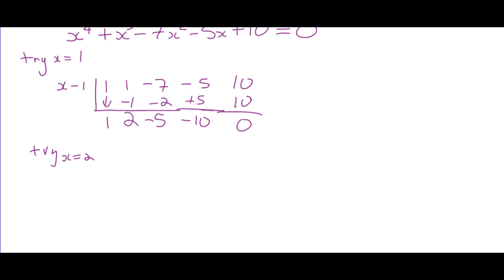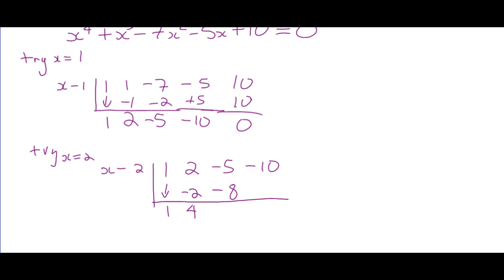Try x equals 2. So what am I going to divide by? X minus 2. What am I dividing into? The cubic now, right? So 1x cubed, 2x squared, minus 5x, minus 10. Don't put the 0 down. That's just the remainder, right? So the cubic. 1, 2, 2 minus negative 2 is 4. Negative 8. Negative 5 minus negative 8 is 3. I don't think that's going to work.